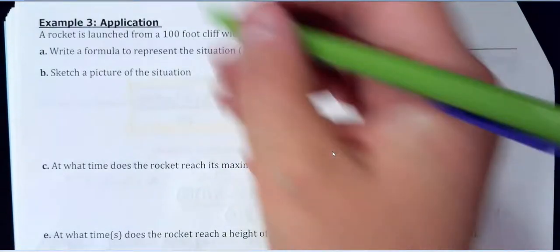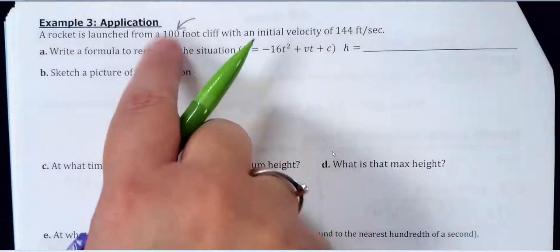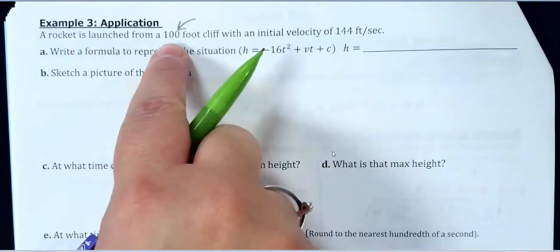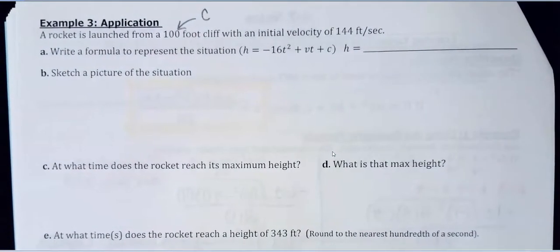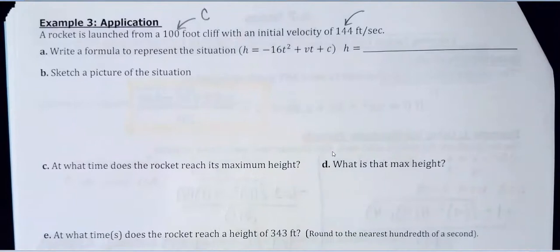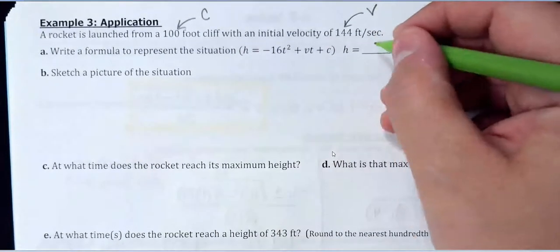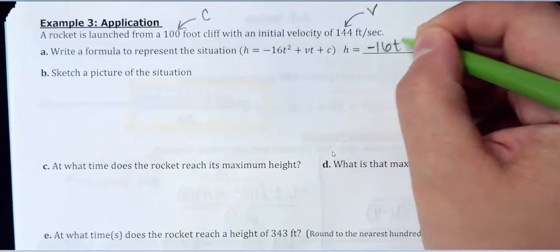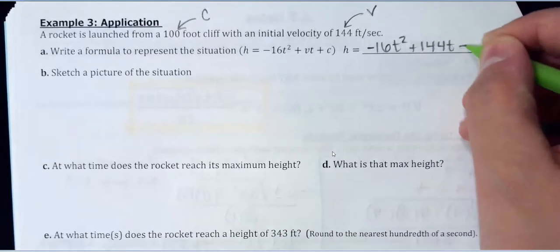Now, the initial height is the height the object releases from. A lot of the questions we've done so far started at the ground, so we haven't had an initial height, but this one does. The initial height that I'm launching from is a 100-foot cliff, so that would go in place of c. And then the initial speed or velocity of the object just goes in for v. So to write this formula for our particular question, -16t squared plus 144t, and then plus 100.